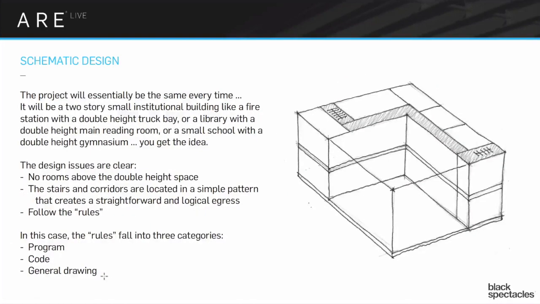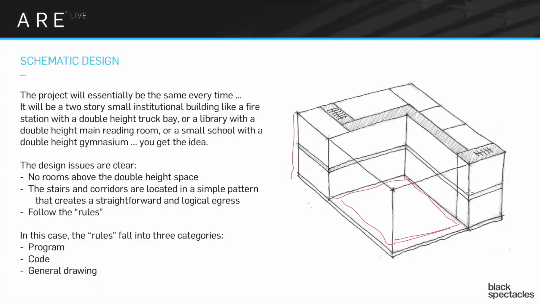So, okay, what is the building design going to be? Well, I can tell you it's going to be something just like this. It's going to be a 2-story building. There's going to be a big double height space in it. So I don't know, is it going to be a small school with a bunch of classrooms and then a small gymnasium that's double height? Is it going to be a library with a big reading room? Is it going to be a fire station or something along those lines? It doesn't really matter. It's going to be a number of smaller rooms on 2 floors that essentially wrap around or abut next to a double height space.